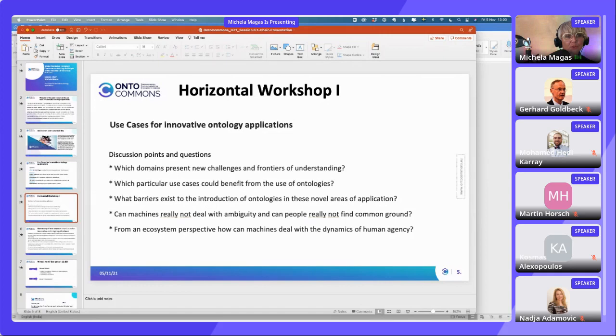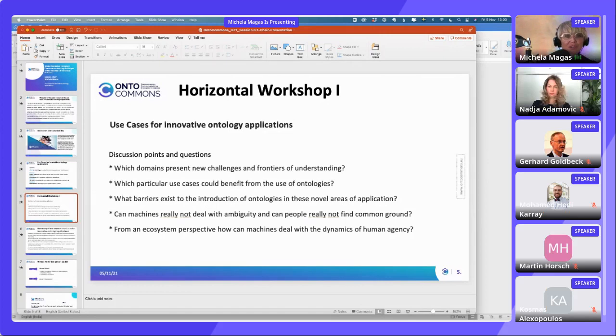But also we questioned whether machines really cannot deal with ambiguities. And is it true that people cannot find common ground? And is it just about how we design systems? We mentioned interfaces a great deal in this sense, so I will amplify the questions because there are many more. But of course, we had 3 minutes to compile this. And from an ecosystemic perspective, how can machines deal with the dynamics of human agency? And so we were discussing how people can see themselves in them.